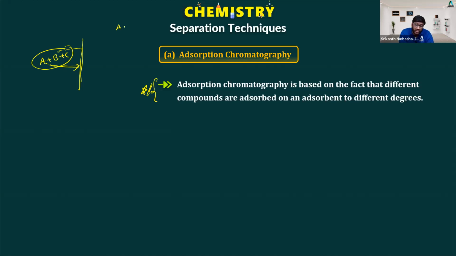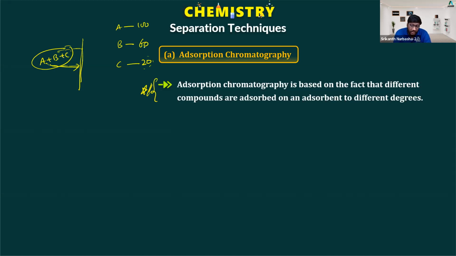If A is adsorbed, in some units we can say 100 is the capacity of A to get adsorbed. B, let us say 60. C, let us say 20. So which has least adsorption? C. If I am giving the extent of adsorption in the values of 10, 20, 60 and 100, the compound which is having least extent of adsorption, that will come down easily. So that can be separated first.